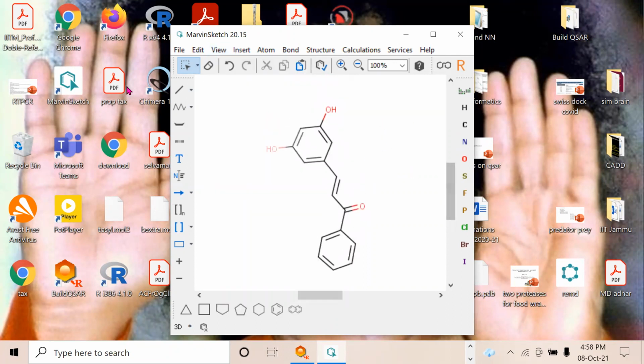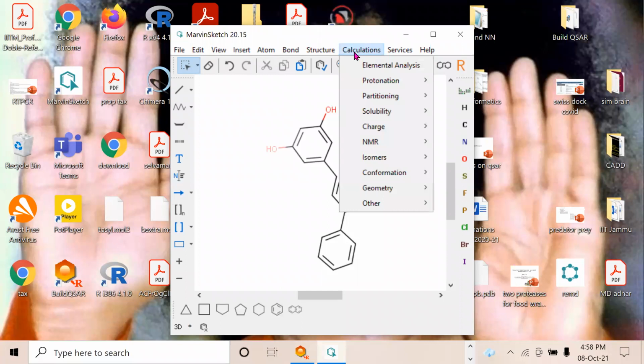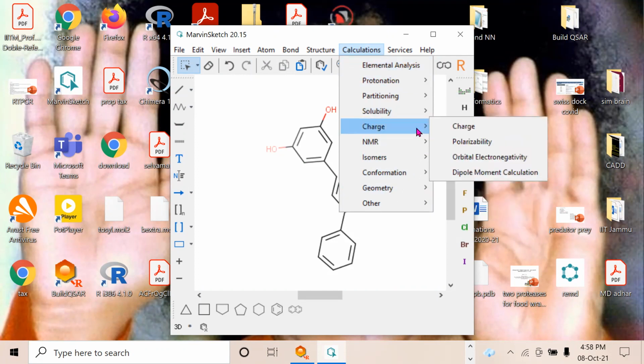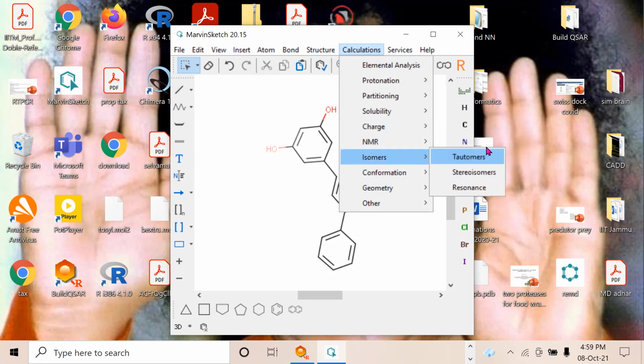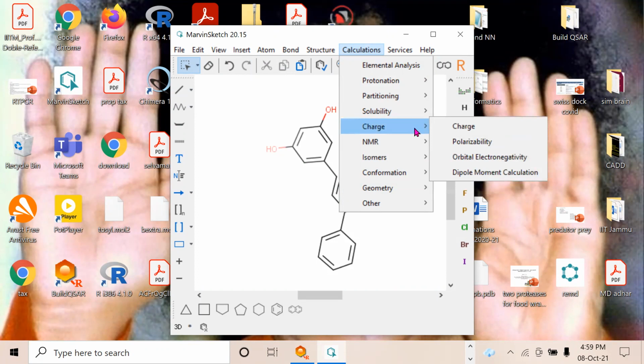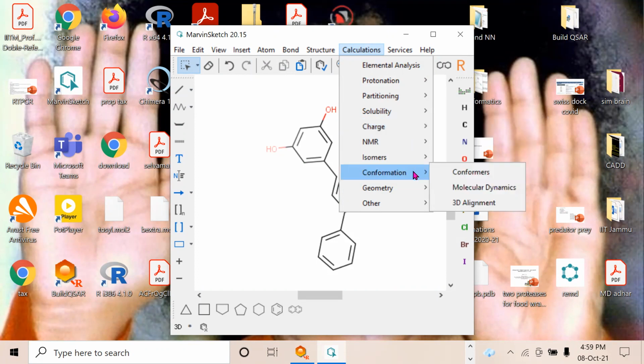Now I want to get the minimum energy conformation of this molecule. So there is something called Calculations, Conformations. This also can give a lot of descriptors, like solubility. We'll come to that later. It can also give NMR prediction. So it's a new molecule, NMR is not there, but it can give you an NMR prediction also.